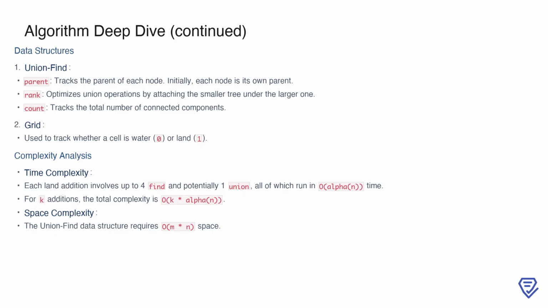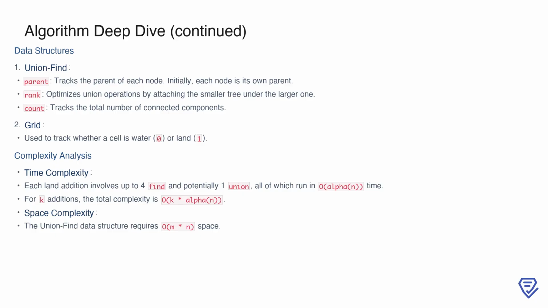The union find structure consists of 3 main components: the parent array, which tracks the parent node of each cell and helps identify connected components; the rank array, which ensures that union operations attach smaller trees under larger ones to keep the structure balanced; and the count variable, which keeps track of the total number of connected components in the grid. Additionally, we use the grid itself to track which cells are water and which are land.